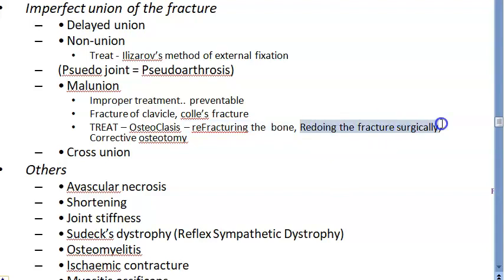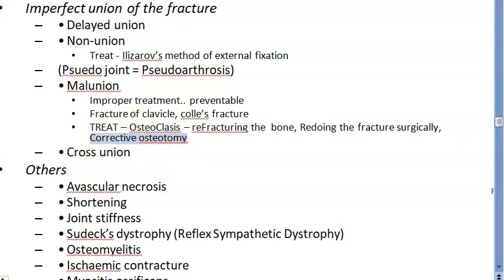Now, what is this redoing the fracture surgically? Basically, you're just treating it again. You're exposing the fracture site. You will correct the malunion and then fix the fracture internally with suitable implants. So you're correcting the malunion and fixing the fracture internally again. Then bone graft, etc., you can do. Bone graft is also performed, especially for long bones. Otherwise there will be shortening of the limb.